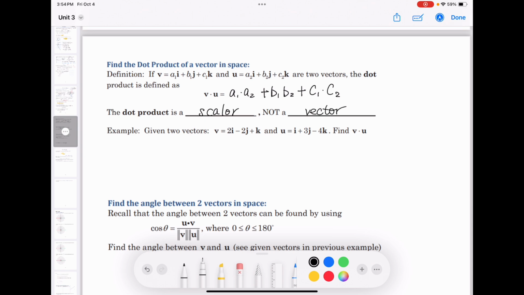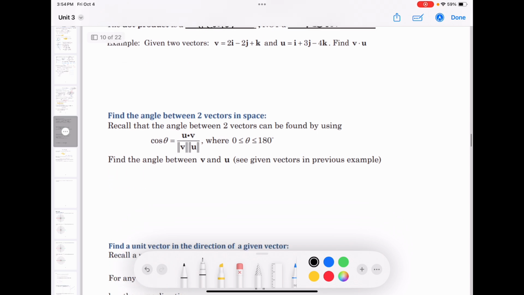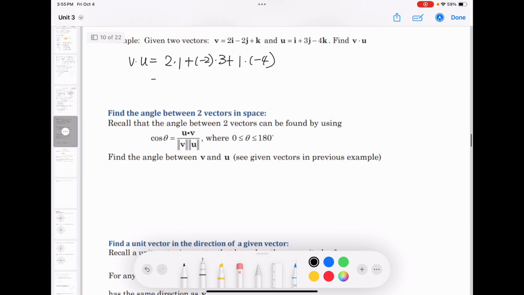It also means the projection multiplied by the magnitude of the other vector. So given two vectors, find v dot u. So v dot u is equal to 2 times 1 plus -2 times 3 plus 1 times -4. Let's do the computation. It is 2 minus 6 minus 4, which is -8.